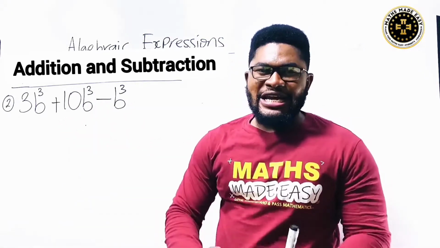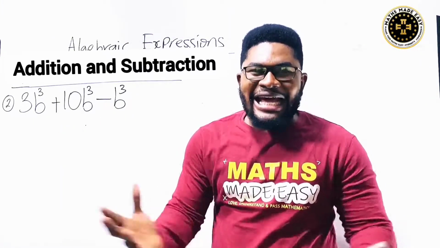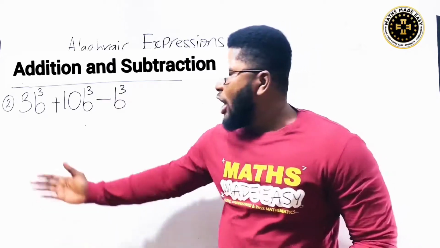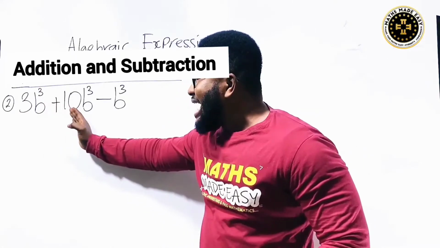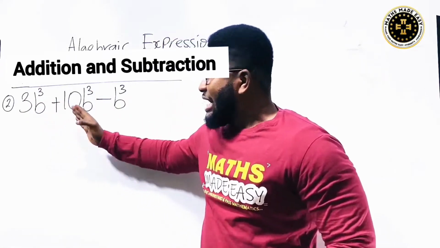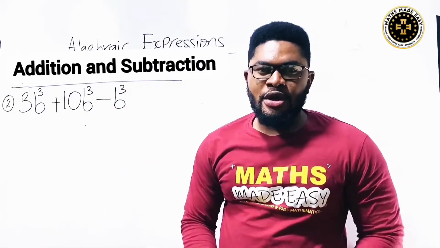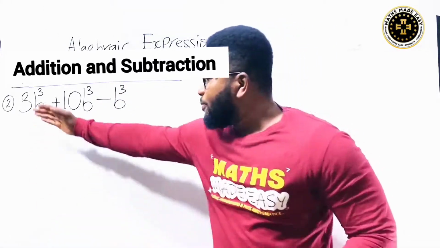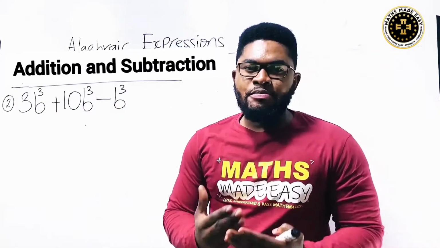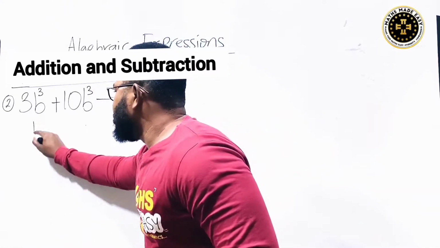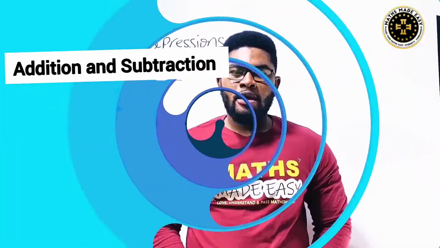Since the variables and their powers are the same, this expression contains like terms. So we simplify with the help of their coefficients. 3b cubed plus 10b cubed. 3 plus 10 makes it 13. Minus 1b cubed makes it 12. So 3b cubed plus 10b cubed minus 1b cubed becomes 12b cubed. 12b cubed. So that becomes the final answer.